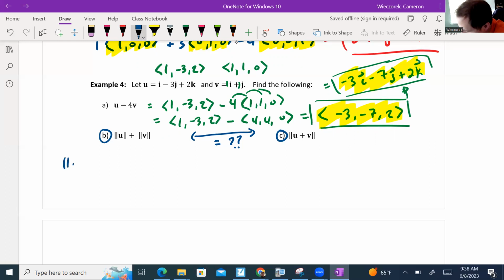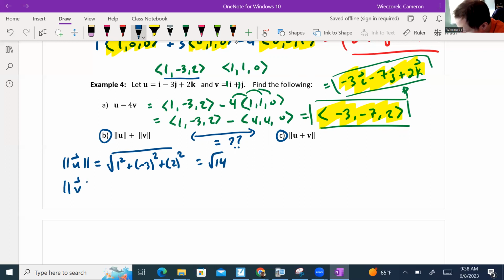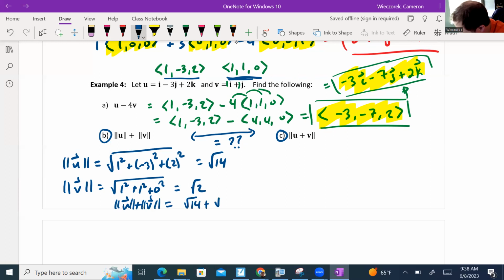The magnitude of u, I'm going to have to square each component and then add the results together and take the square root. So if I look at u, I got 1 squared plus -3 squared plus 2 squared, would be 9 plus 4 is 13 plus 1 is 14. So this would be square root of 14. Magnitude of v, now I'm over here, 1 squared plus 1 squared plus 0 squared would be square root of 2. And so magnitude of u plus magnitude of v would be square root of 14 plus square root of 2. Not much else I can do with that.